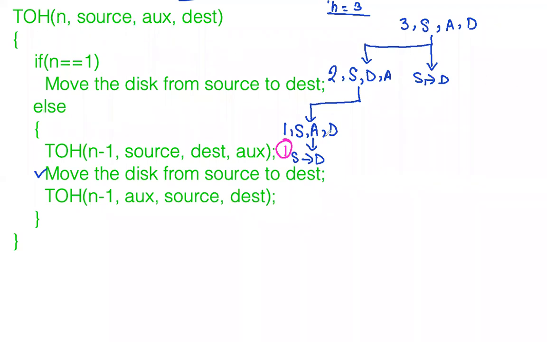In the middle, we have this part also, which I overlooked. So this part is over. Now when 2 S D A, so 1 is there. So what is the next step, from source to destination? In this case, the source and destination are S and A. So the movement will be from S to A, and this will be my second step.